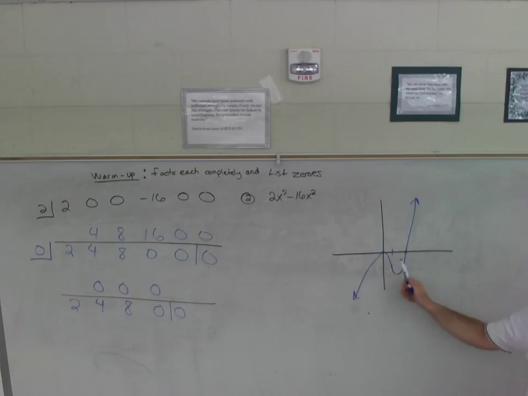The definition of a 0 is an x-intercept. It has to be an x-intercept. Is the behavior the same at each one of these? What's this one do? The function goes through it. What happens here? It bounces off, I like to say, or it touches the axis. So that's 2 different things.